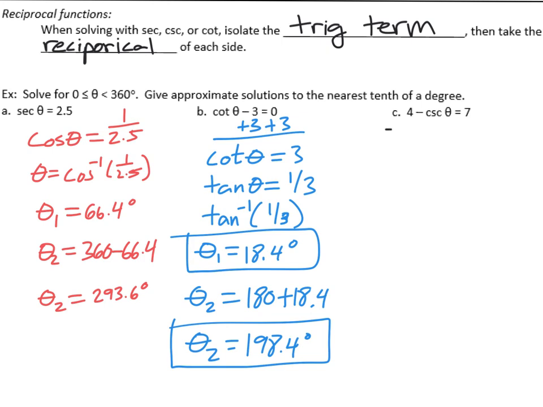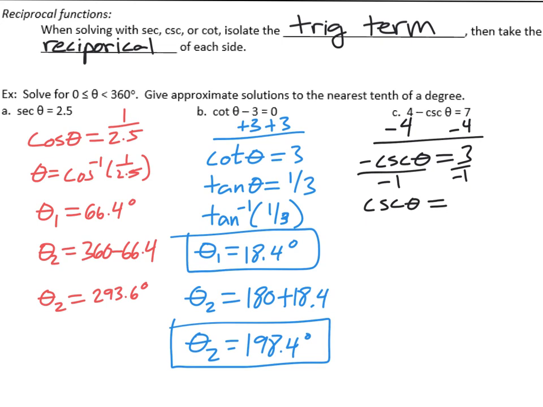All right, we got to get that cosecant isolated. So first things first, we got to subtract 4. We have negative cosecant of theta equals 3. Divide by negative 1. And that leaves us cosecant is negative 3. A better way to do it, that means that sine is negative 1/3. And there we go. Inverse sine of negative 1/3.